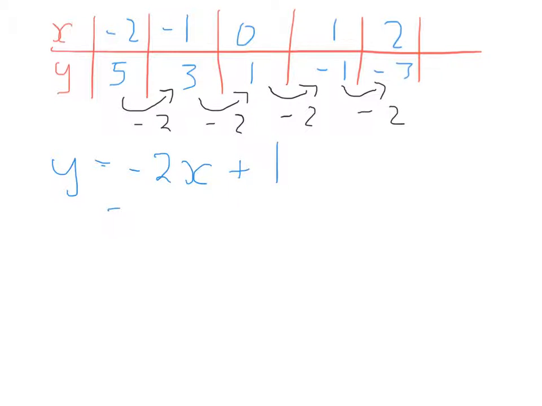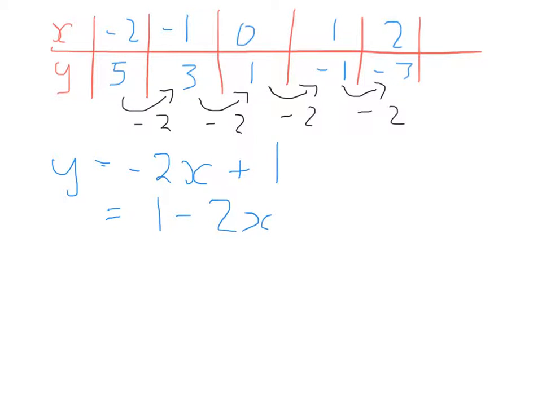And if you want to be a little bit fancy, and you won't gain any marks for doing this, except my undying admiration, you could write that as 1 minus 2x. You don't have to though. Full marks for writing -2x plus 1.